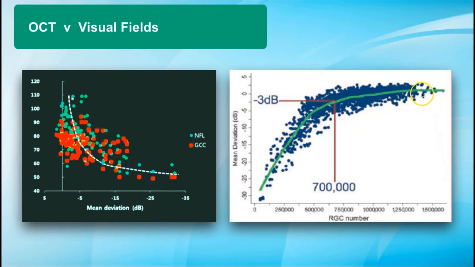So early in the disease process, not much change in losing ganglion cells on our visual field sensitivity, but later in the disease process, it's a precipitous drop in visual field sensitivity.